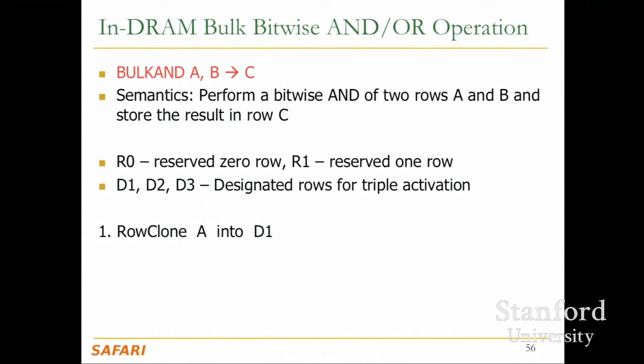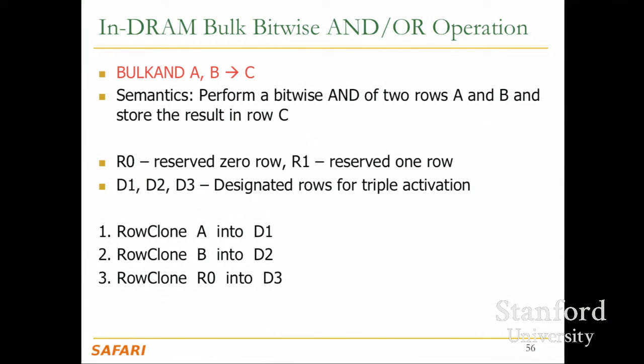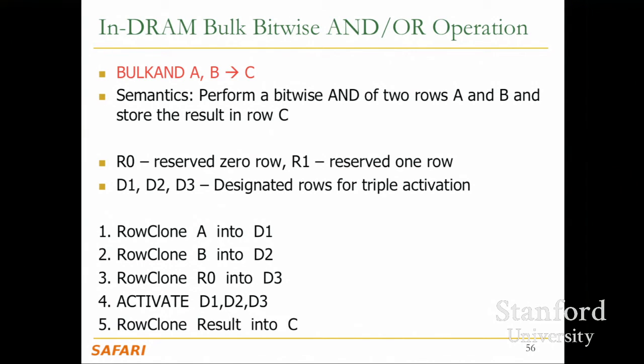And this is how the instruction works, basically. You first RowClone A into the designated row 1, RowClone B into designated row 2, and RowClone the control row R0, which is the AND in this case, into D3. You do the triple activate, and then RowClone the result into C. And now D1, D2, and D3 all have the result.